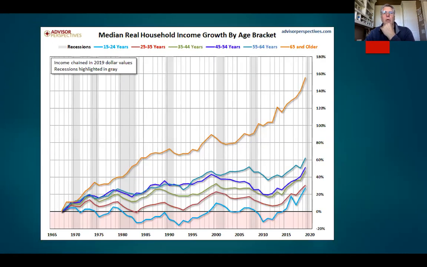But I've also included a view based on age. So here are the groups of age and median real household income. All of the graphs I'm going to show you today are adjusted for inflation, so it's apples to apples, very important. Income growth by age bracket. I'll let you look at that if you want to pause it.